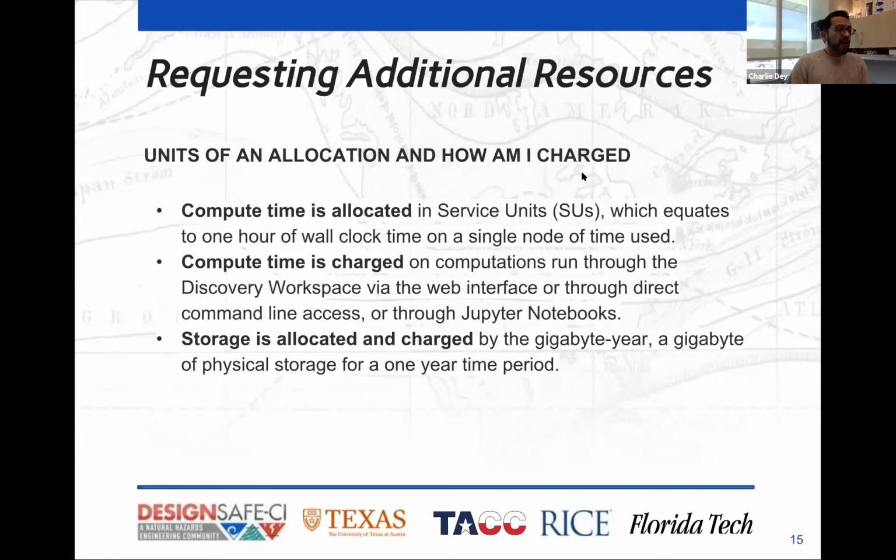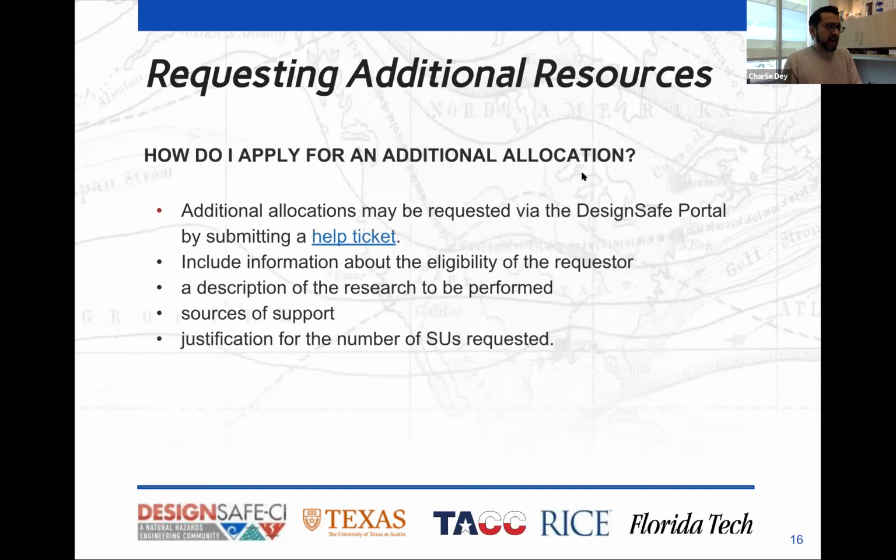So you are charged using service units. That's essentially how much one node is going to be used per hour. Compute time is then charged through that using the web interfaces or Jupyter notebooks, and then storage is allocated per gigabyte per year. Costs aren't very expensive. I think I do have a slide in here explaining some of the costs. But if you would like an allocation or you would like to kickstart your base allocation, fill out a help ticket or go ahead and send us an email, and then we will get the process started so you can start using our supercomputers outside of the DesignSafe environment.